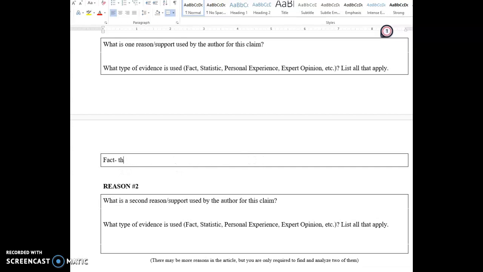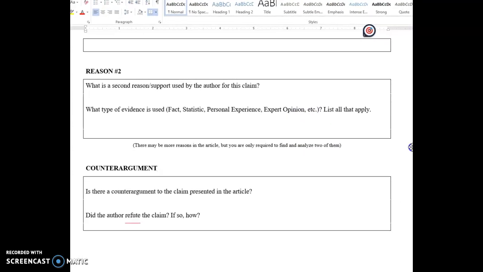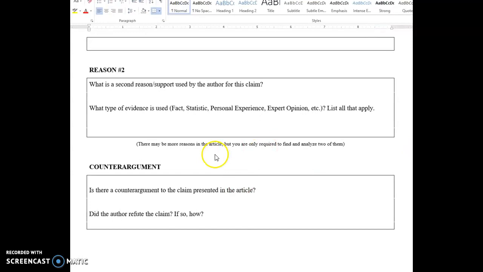And then the last part that I want to talk about here of this worksheet is the counter argument. So is there a counter argument to the claim presented in the article, and did the author refute the claim? If so, how? So is there a counter argument to the claim presented in the article? And I should clarify this. Did the author refute the claim of the counter argument? That's what I mean there. Did the author refute the claim of the counter argument?